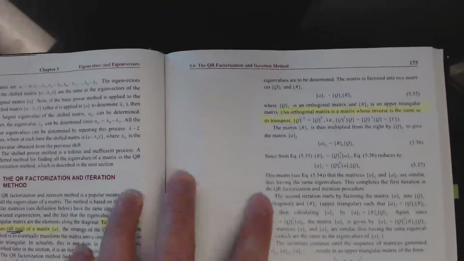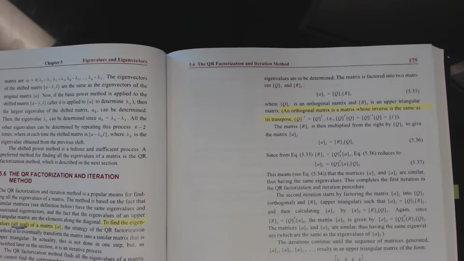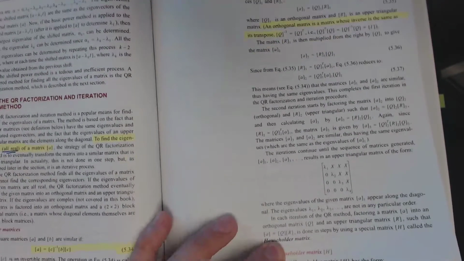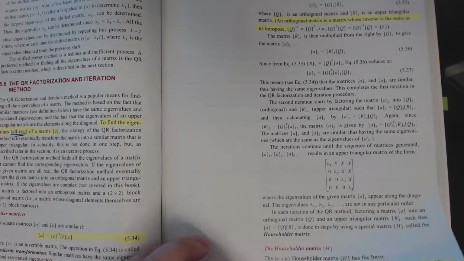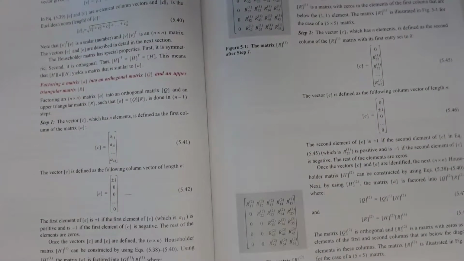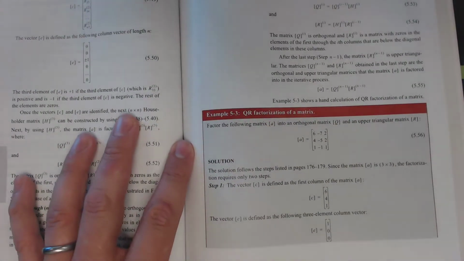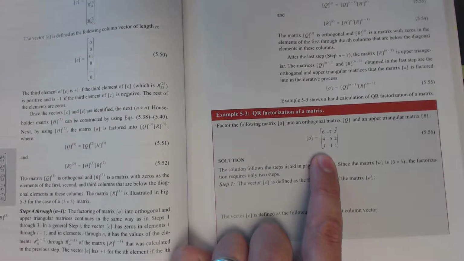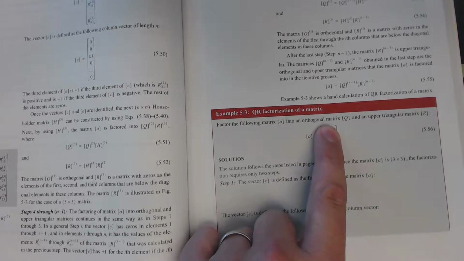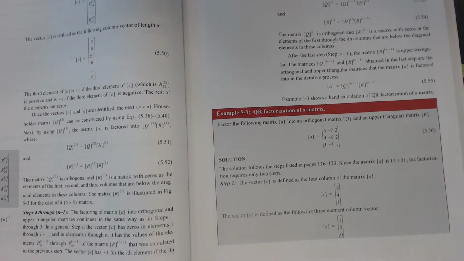So the process, and how we're going to achieve this final solution form down here, A sub n in upper triangular form, is described on page 175. And they go through a rather lengthy example in the following pages. But the best thing to follow, I would encourage you to skip forward to example 5.3, which we'll go through together here. Given the coefficient matrix A, if you're asked to factor it into an orthogonal matrix Q and an upper triangular matrix R, so perform QR factorization on this.